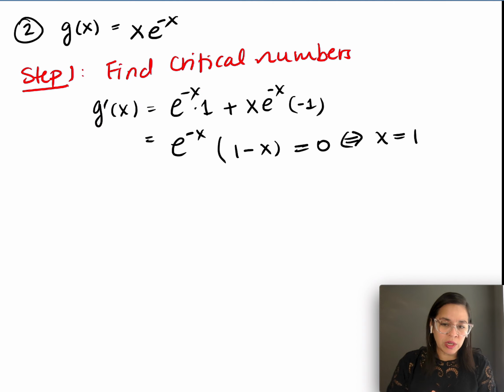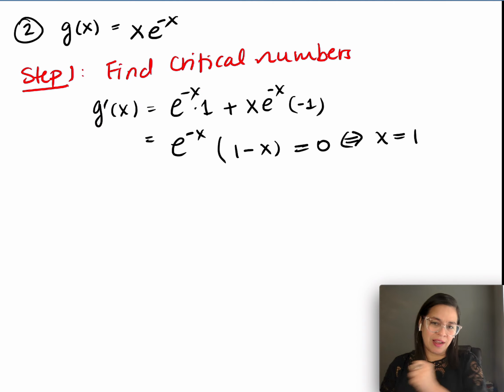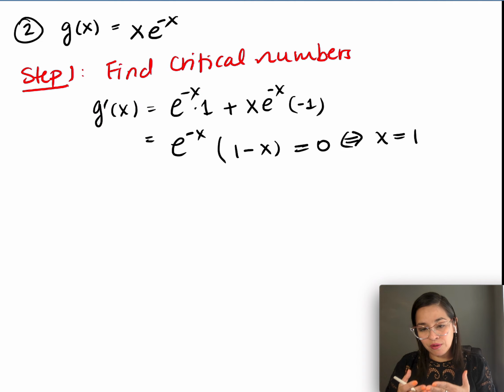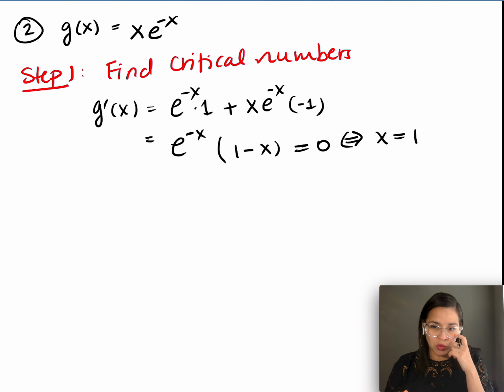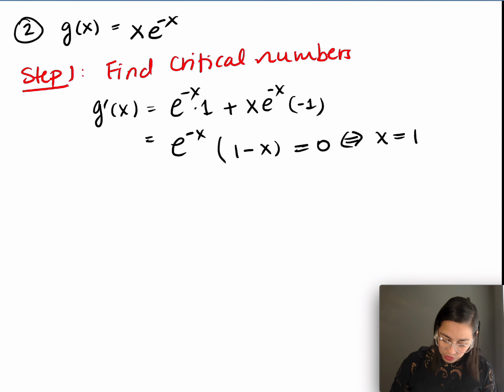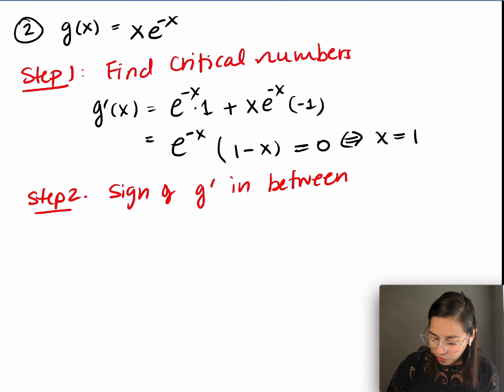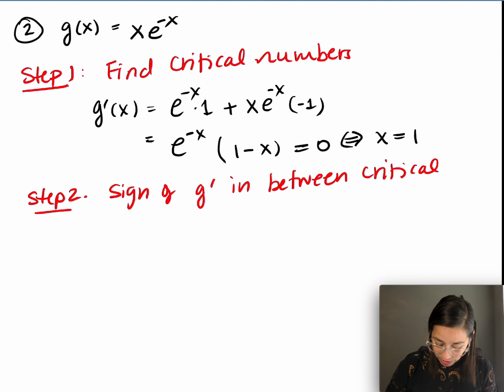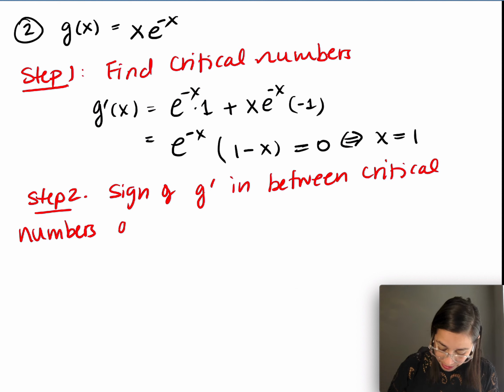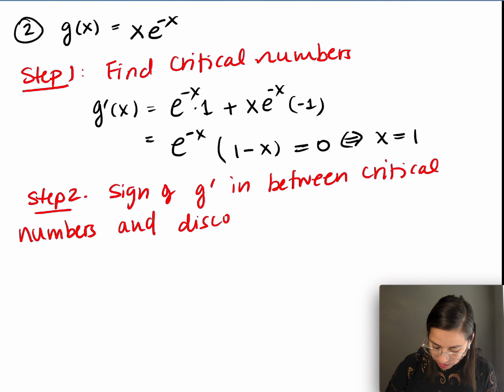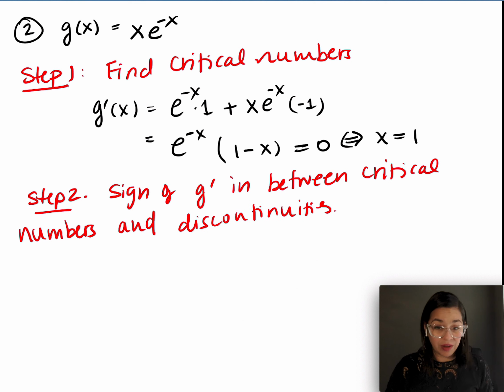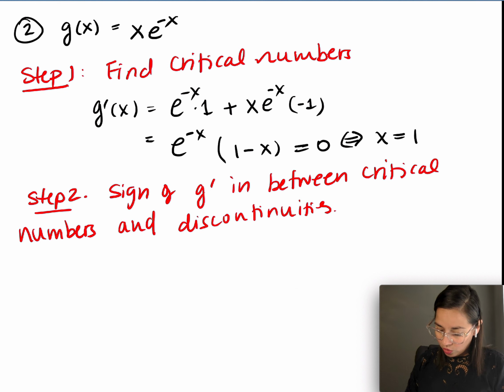Now that tells me that I have to look at the sign of the derivative of this function before and after our critical number. If the sign of the derivative changes at 1, then we either have a local max or local min, depending on whether it goes from positive to negative or negative to positive. Okay, so let's do that. So step 2, sign of g prime in between critical numbers, which again, we only have 1, and discontinuities, and we don't have any. Okay, so let's make my little table here.